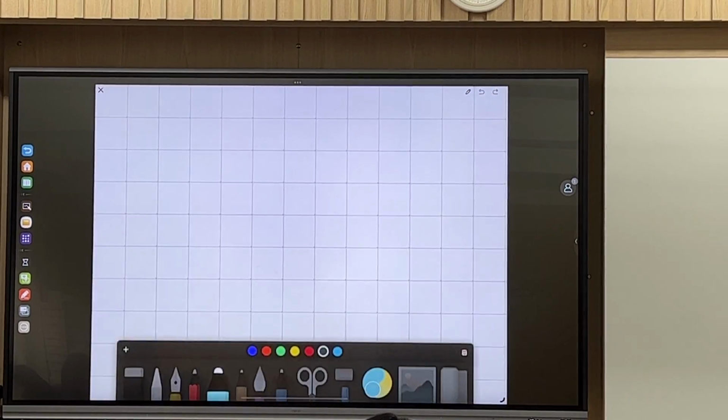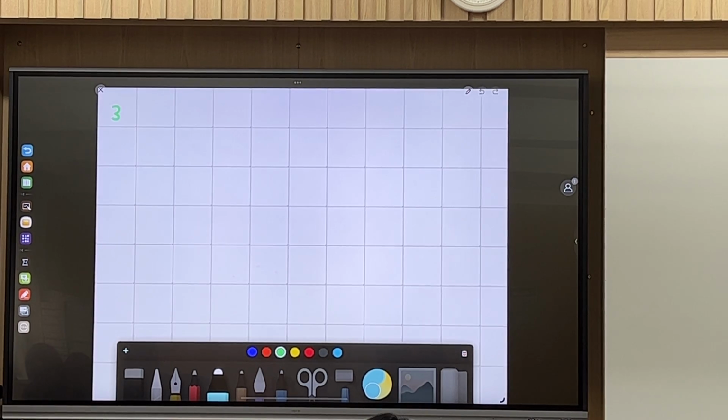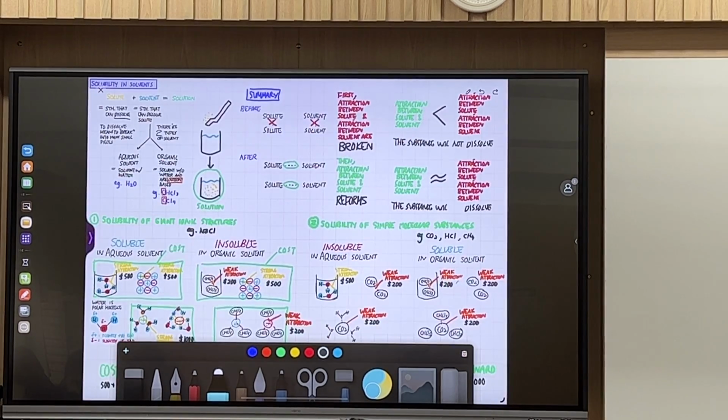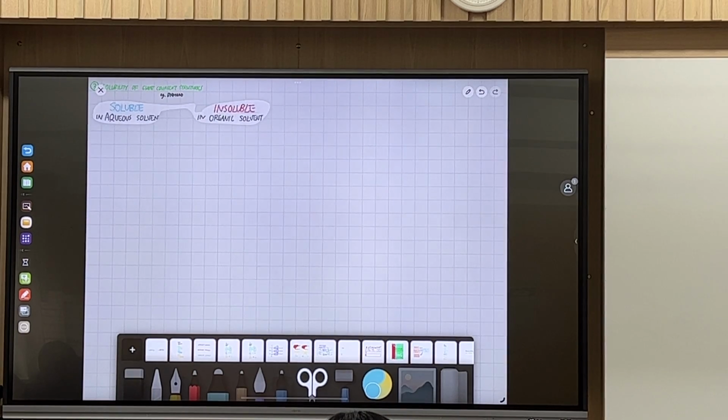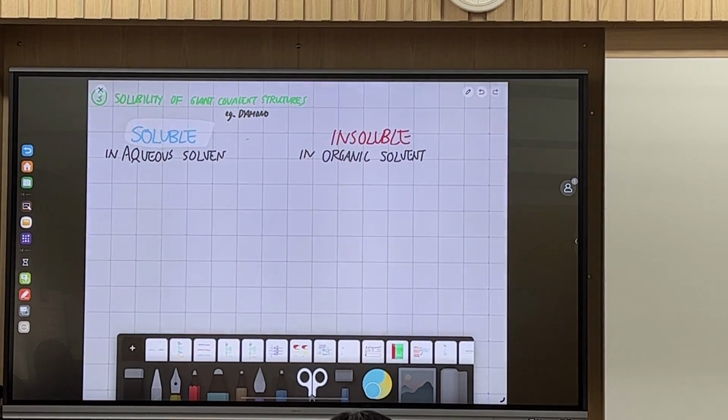So we have the third category of substance here. Solubility of giant covalent structures, e.g. diamond. Diamond will not dissolve in both aqueous and organic solvents. So let me copy this over first. It is actually insoluble in both. So I'll paste it in here. And this word I will need to change also to insoluble.